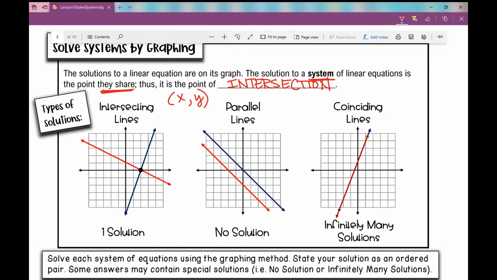And you can kind of see there's the blue line and then the red line is graphed on top of it. It's the same line. We call that coinciding lines. So if you want to just write same line, there are infinitely many solutions.